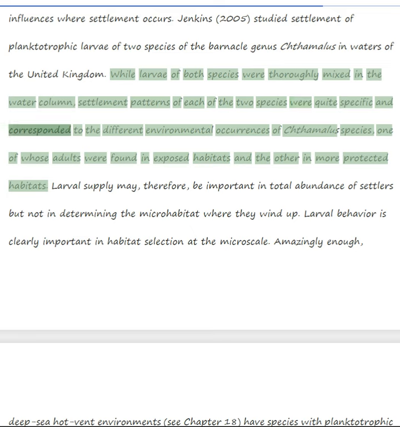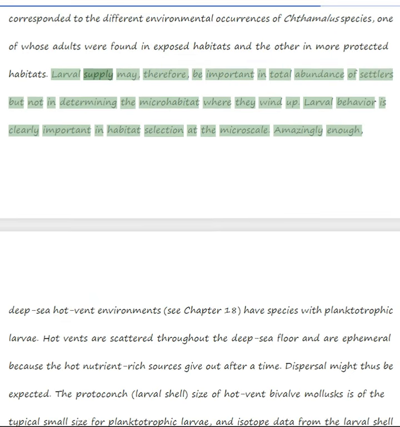were quite specific and corresponded to the different environmental occurrences of the species, one of whose adults were found in exposed habitats and the other in more protected habitats. Larval supply may, therefore, be important in total abundance of settlers but not in determining the microhabitat where they wind up. Larval behavior is clearly important in habitat selection at the microscale.